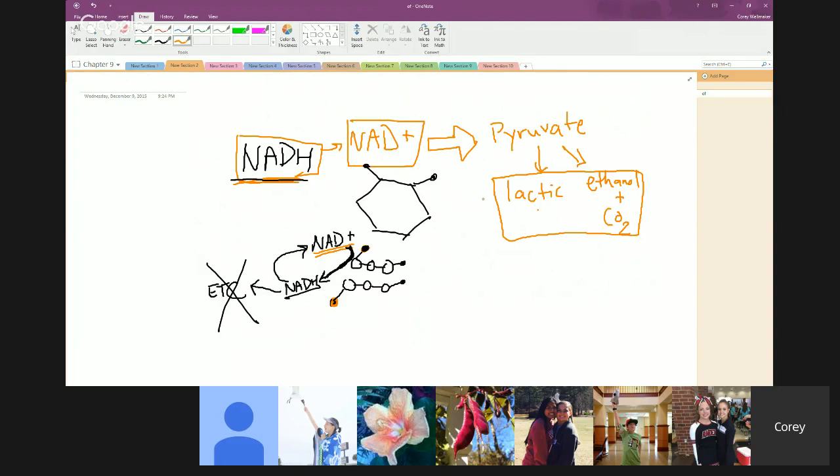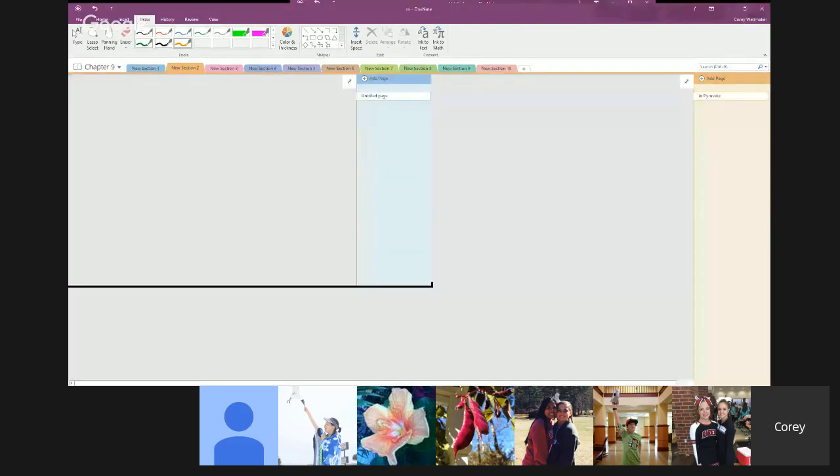and the purpose is to turn this into that. Because if the cell runs out of NAD+, then glycolysis cannot produce ATP. And if the cell isn't getting ATP from respiration, and it's not getting ATP from glycolysis, it's in a lot of trouble.